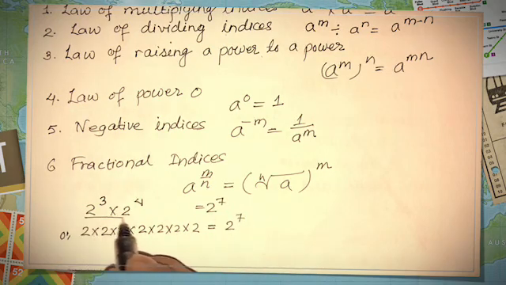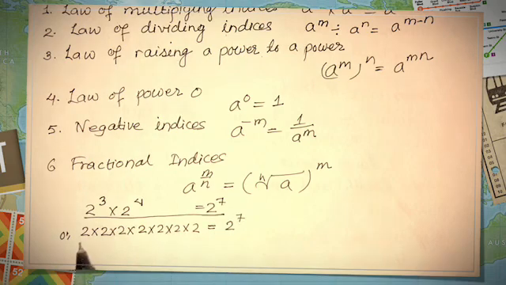So look at the result here. Multiplying these having indices, we get 2 to the power 7. So here the power 7 is the sum of 3 and 4. Okay, so this is the law of multiplying indices. This means if we multiply 2 indices having the same base, then the powers are added.